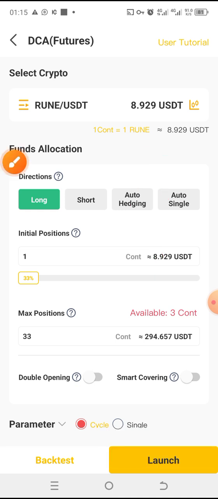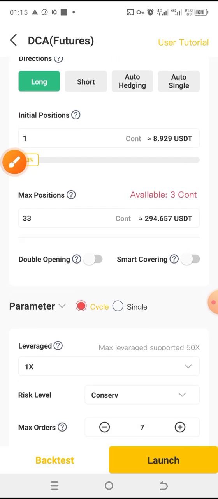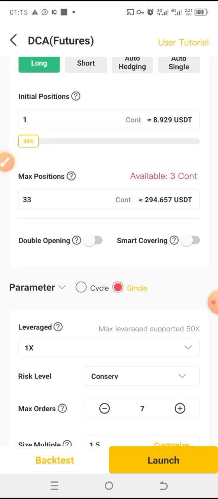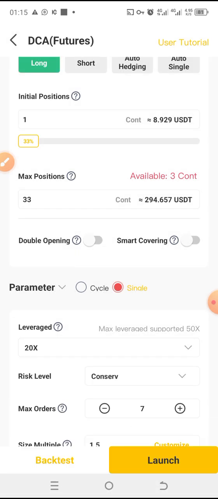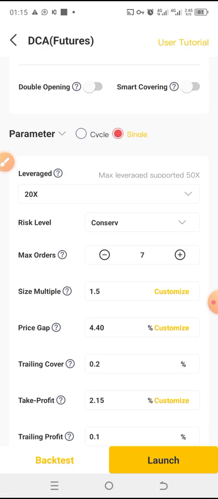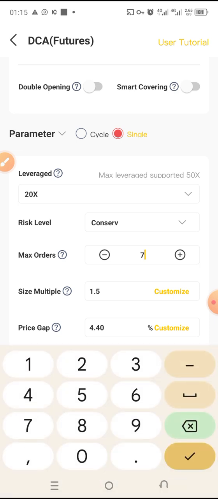Now it says, then let me go and put in the parameters. I'm putting in a single trade, then I'm putting in 20x. Those are the things I'm putting in. Max order, I'm removing the max order and putting it as 1.